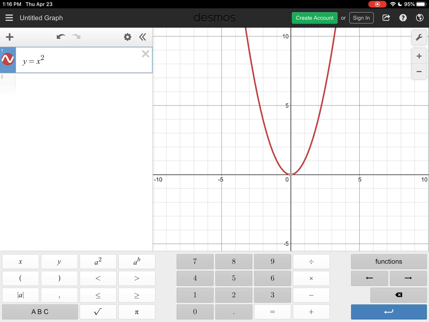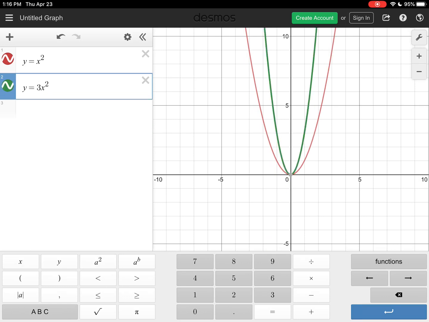It's y equals x squared. It's just a basic one. And when I put different things in front of it, so y equals, let's say we had 3x squared, that 3 is the a value. If that a is positive and it's greater than 1, it's going to cause our parabola to be called vertically stretched by a factor of 3, meaning all the y values are being multiplied by 3.